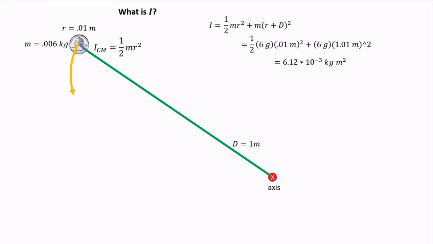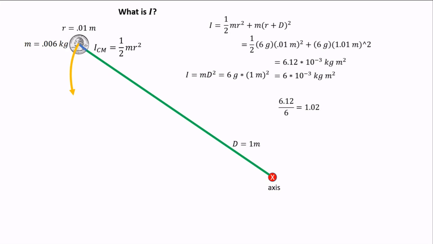Now, let's say we thought about this for a second and said, hey, the quarter's radius is so small compared to the string's length. What if we just treated the quarter like a point mass? In that case, the rotational inertia would simply be the mass times the string length squared, which gets this value. That's about a 2% difference in the answer. Depending on the precision you need for your answer, that difference might well be insignificant. If the string were instead 2 meters, we'd be dealing with a difference of 1%.